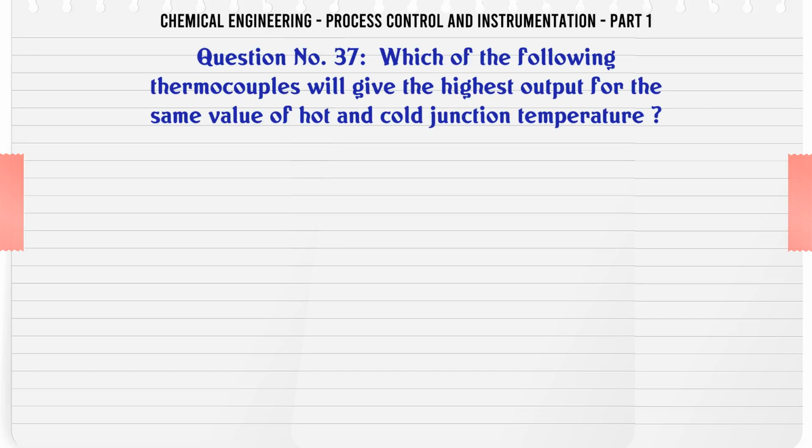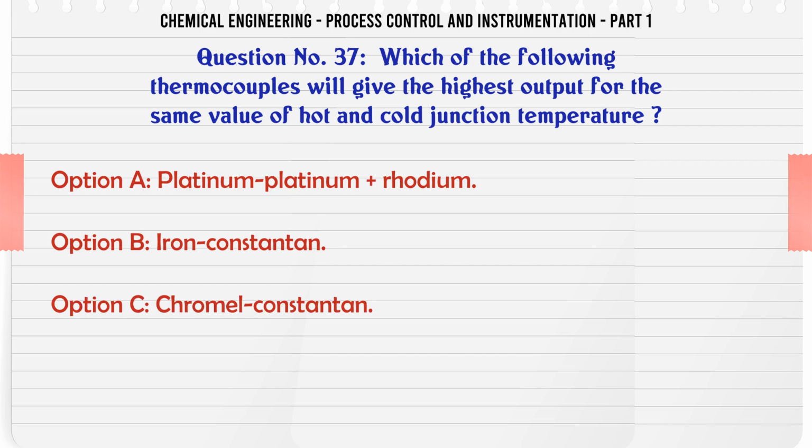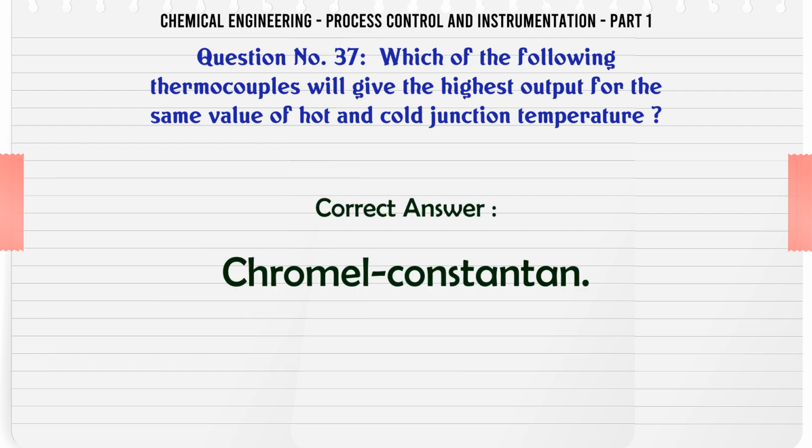Which of the following thermocouples will give the highest output for the same value of hot and cold junction temperature? A. Platinum plus rhodium. B. Iron constantan. C. Chromel constantan. D. All will give the same output. The correct answer is Chromel constantan.